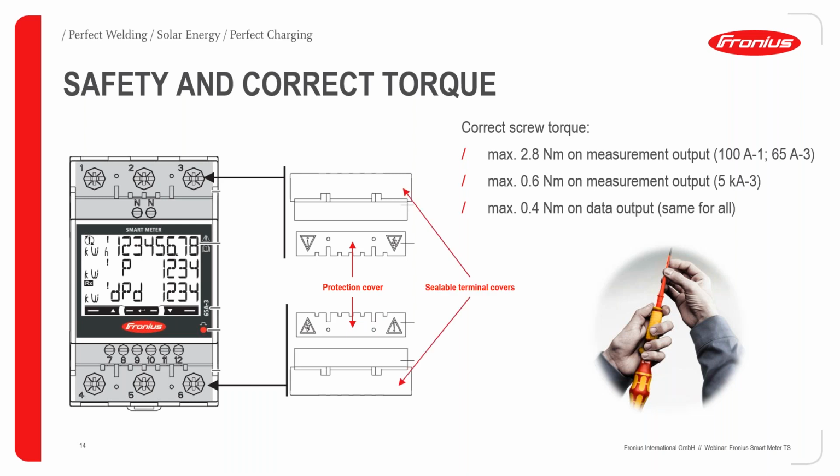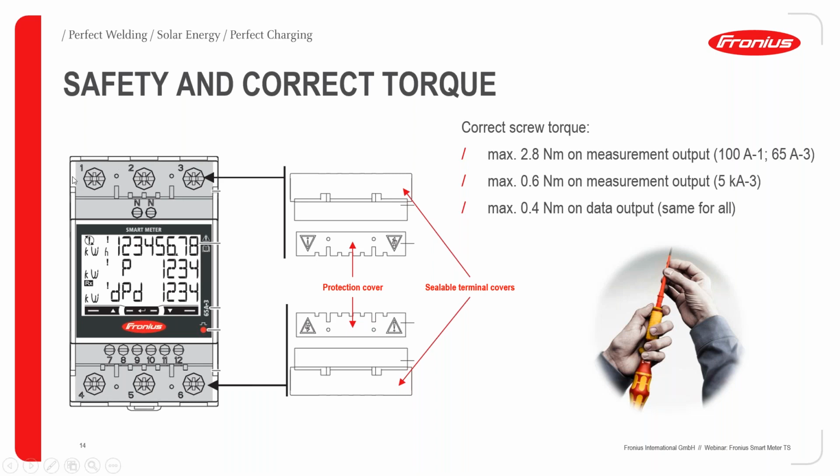Yeah, and the second safety is actually a sealable terminal cover, which goes over all of the terminals and secures everything. Then we have, of course, correct screw torque, actually different ones. So 2.8 Newton meter is on the measurement output of the single phase 100 amp and the 3-phase 65 amp.